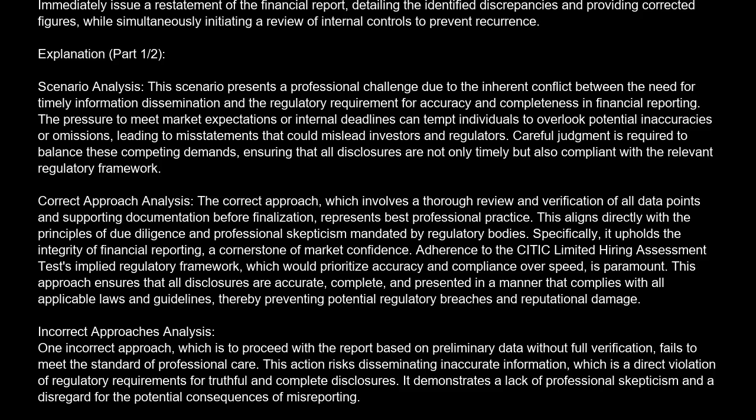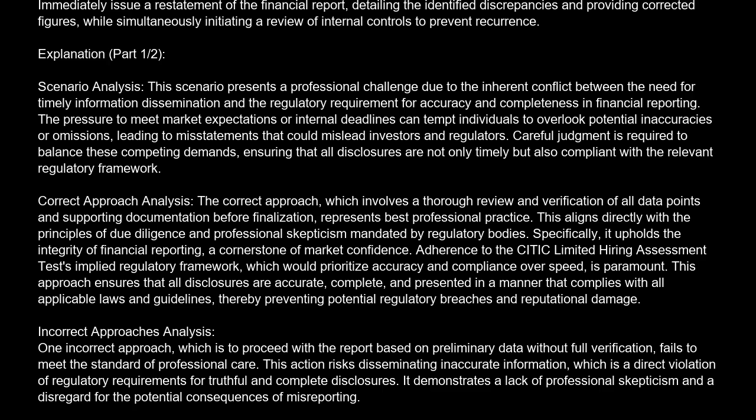The correct answer is A. Immediately issue a restatement of the financial report, detailing the identified discrepancies and providing corrected figures, while simultaneously initiating a review of internal controls to prevent recurrence.